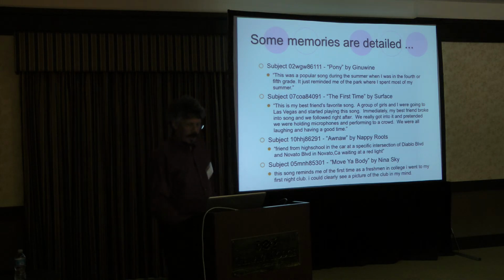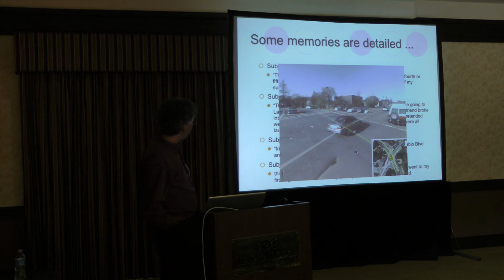Here are just a few examples of these memories. Some are kind of detailed. The first one's a more general one, kind of a lifetime period. This was a popular song during the summer when I was in the 4th or 5th grade. It just reminded me of the park where I spent most of my summer. So it's kind of a vague memory. Others are very specific, such as this one. The person was reminded of a friend from high school in the car at a specific intersection of Diablo Boulevard and Novato Boulevard in Novato, California, waiting at a red light. And thanks to Google Maps, we have an image of the intersection, the red light and all, right there.